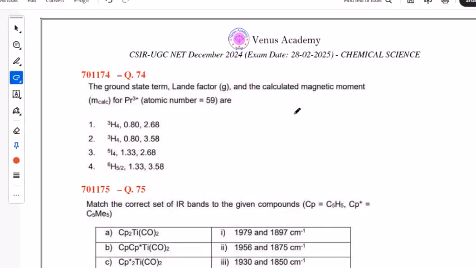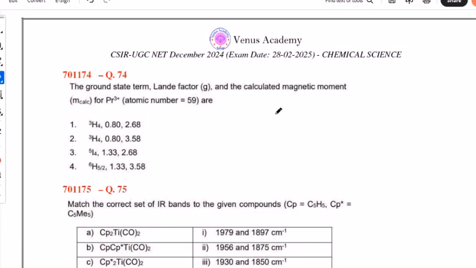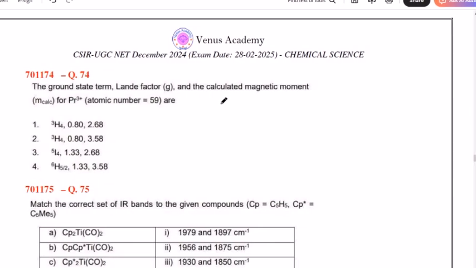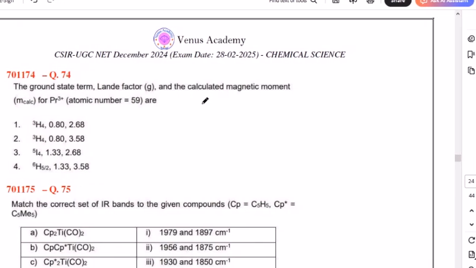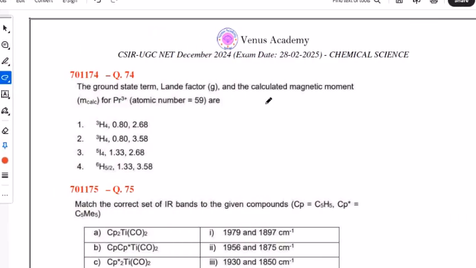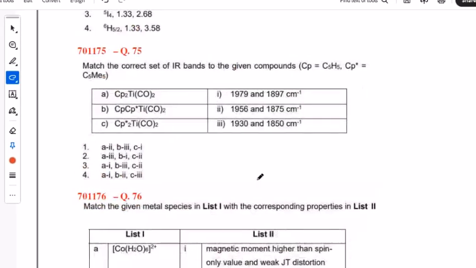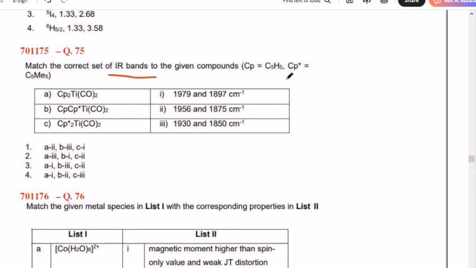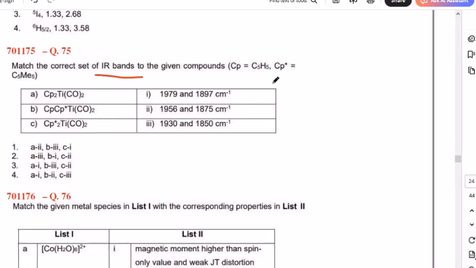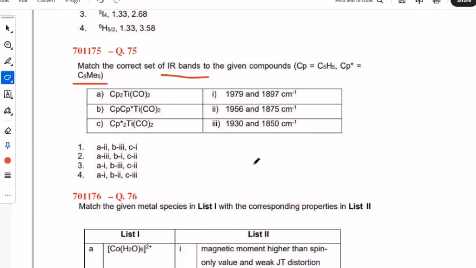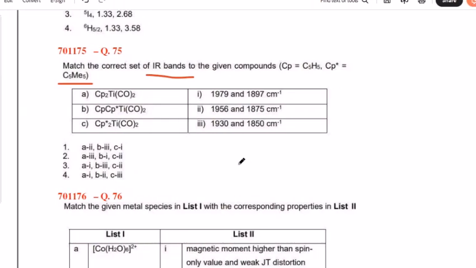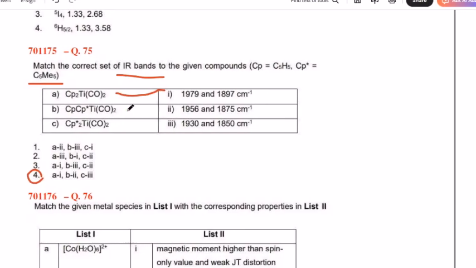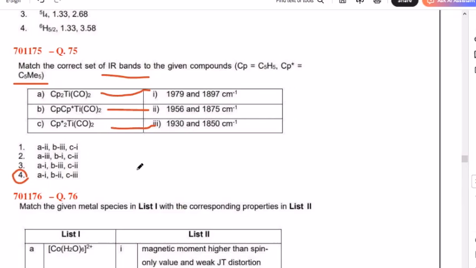Next, question number 74. The ground state term, Landé g factor and the calculated magnetic moment for Pr3+ (atomic number 59) are option number 2, the correct option, friends. Next, question number 75. Match the correct set of IR bands to the given compound, that is phenylcyclopentane. What is going to be the correct option? So option number 4: 1, 2, 3. This is 1, 2 and 3. Option number 4 is the correct option, friends.